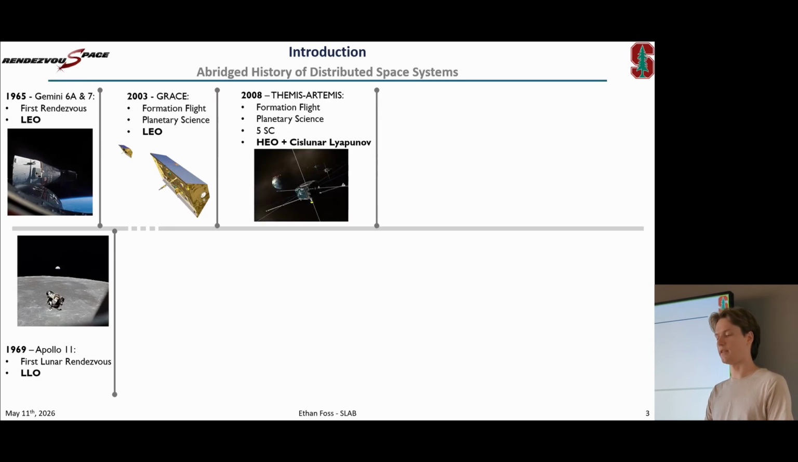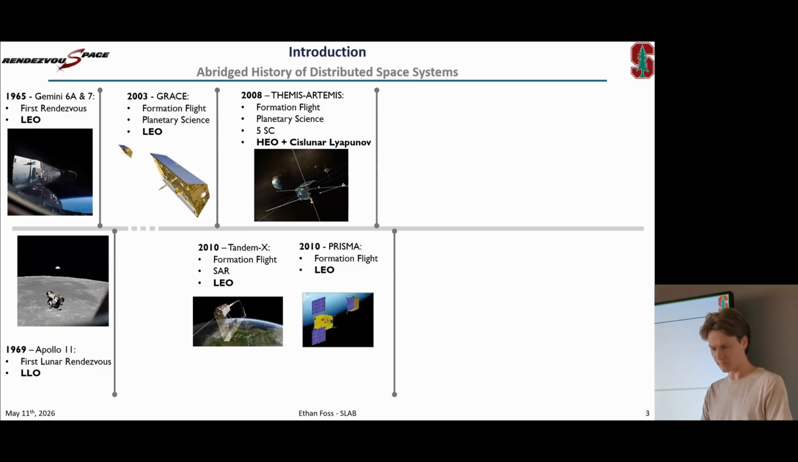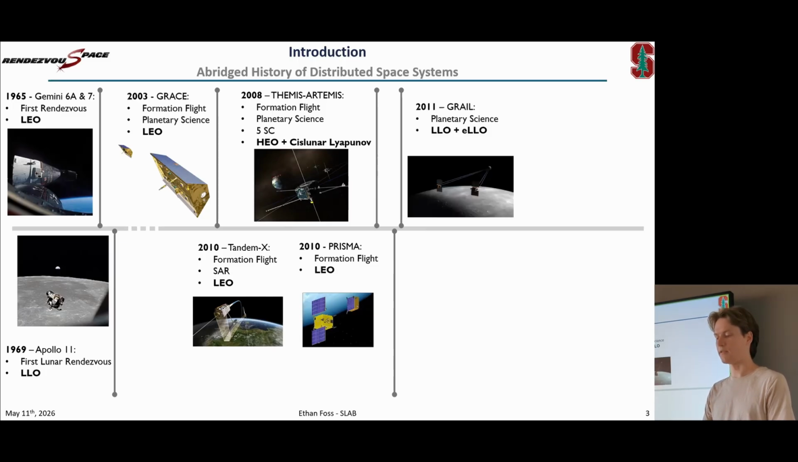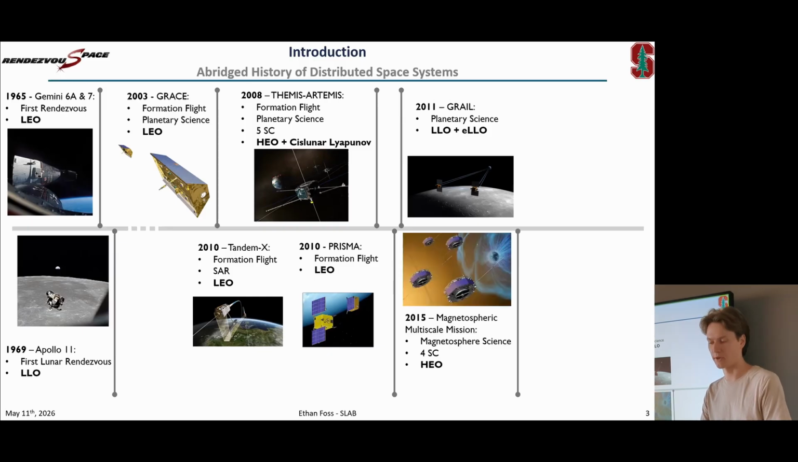In 2008, we had the THEMIS and ARTEMIS missions, which were the first to do distributed space systems in a highly elliptical orbit. They even did some demonstrations in a cislunar Lyapunov orbit. In 2010, we saw TanDEM-X and PRISMA, which greatly pushed the envelope of what could be achieved with formation flight. In 2011, we saw the first formation flight mission about the Moon. This was GRAIL, which did gravity field recovery in low lunar orbit with large separations.